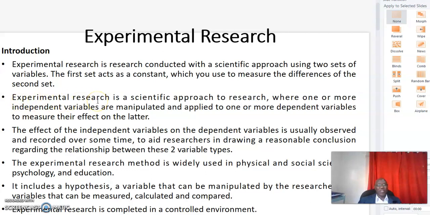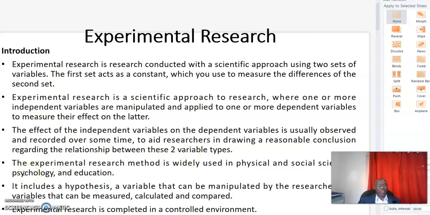Experimental research is a scientific approach to research where one or more independent variables are manipulated and applied to one or more dependent variables to measure their effect on the latter. The effect of the independent variables on the dependent variable is usually observed and recorded over some time to aid researchers in drawing a reasonable conclusion regarding the relationship between these two variable types.